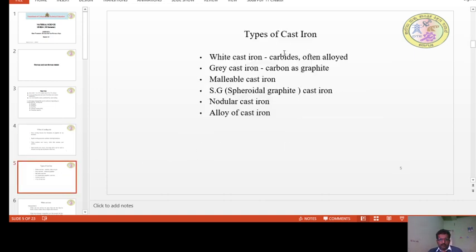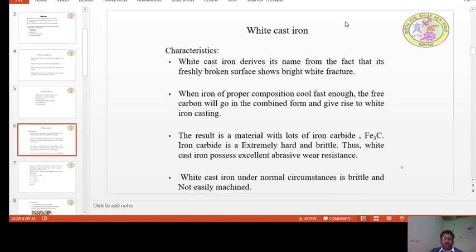In cast iron, depending upon the phase composition, we have the following types: white cast iron, grey cast iron, malleable cast iron, spheroidal graphite cast iron, nodular cast iron, and alloy cast iron. As per your syllabus, nodular cast iron and alloy cast iron are not included, and we have to study the first four materials, that is white, grey, malleable, and SG. Let us move on to white cast iron.